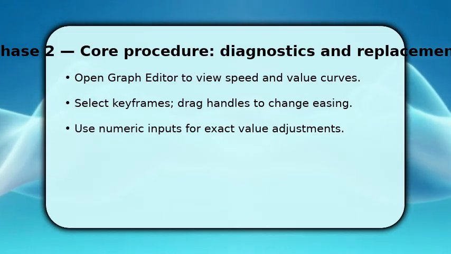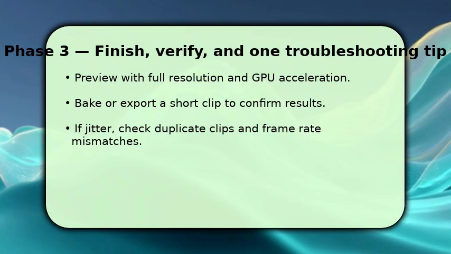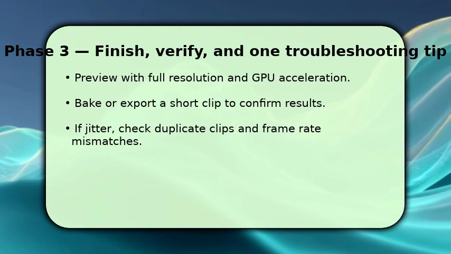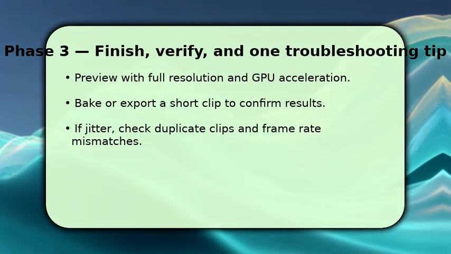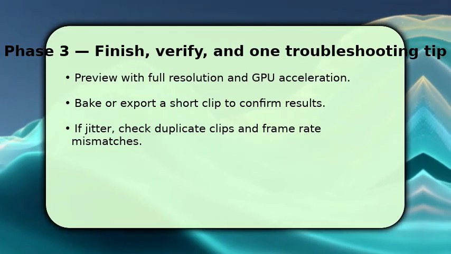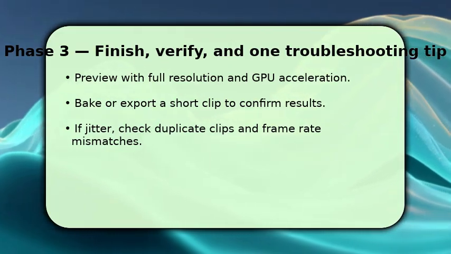Finish by previewing the animated segment at full resolution. This confirms the perceived motion and reveals subtle timing issues. Once satisfied, render a short export to verify playback outside CapCut because different players can reveal stutter.